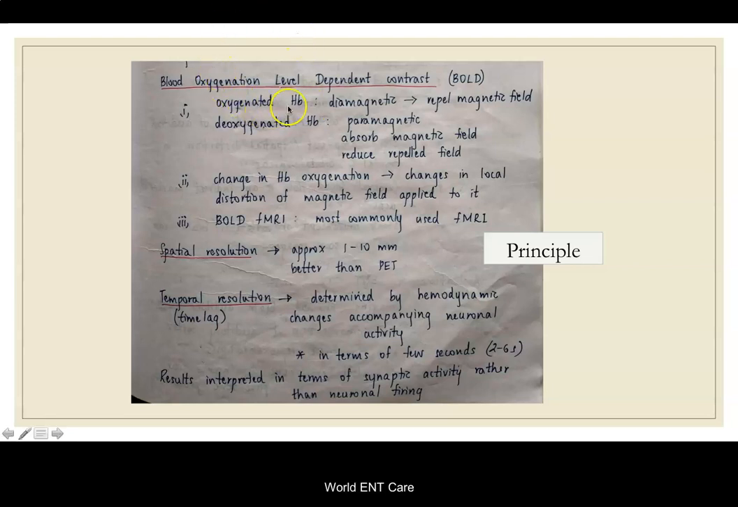When the hemoglobin is oxygenated, it is diamagnetic. It repels the magnetic field. Whereas when it is deoxygenated, it is paramagnetic. It absorbs magnetic field and reduces repulsion. So when there is a change in the oxygenation of the hemoglobin, like when it is getting deoxygenated, there are changes in local distortion of the magnetic field applied to it. So when the hemoglobin gets deoxygenated from oxygenated, it changes from diamagnetic to paramagnetic. It initially was repelling the magnetic field, now it will absorb the magnetic field.